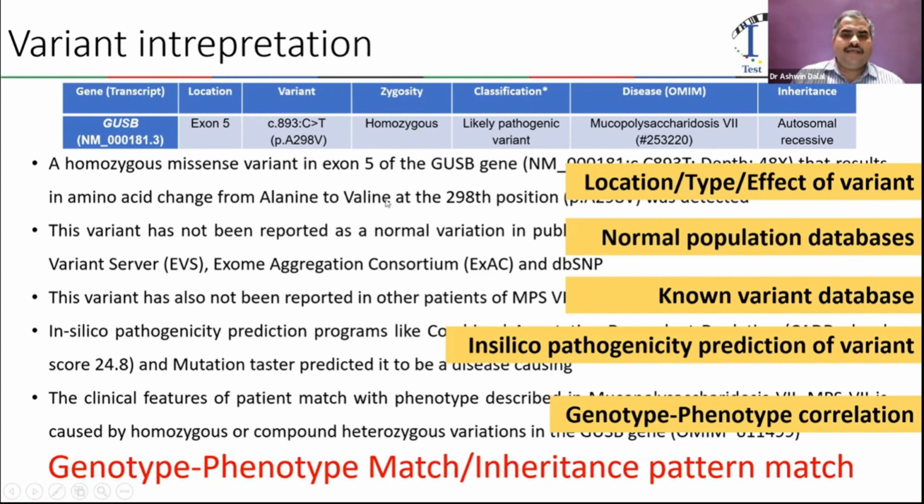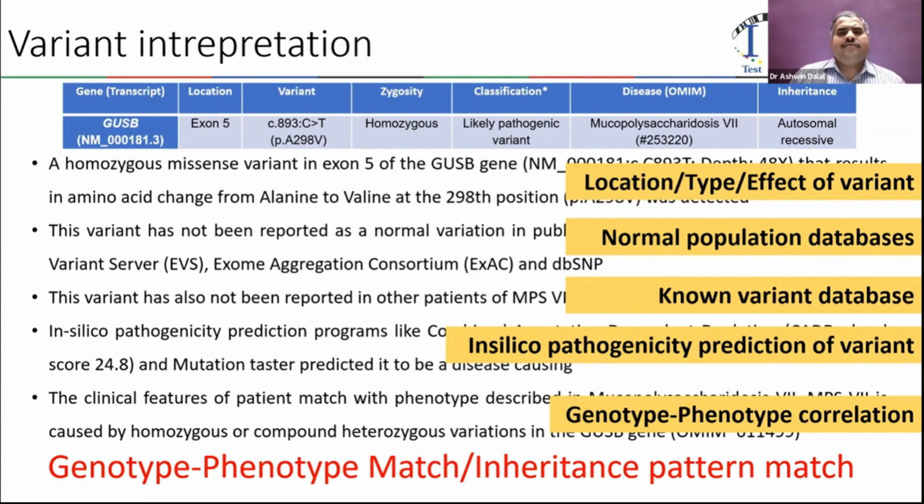Now, the reason we are not calling this variant pathogenic is that it has not been reported earlier in patients with mucopolysaccharidosis. If it was reported earlier, then we would have classified it as pathogenic. But now, since it is a novel variant, but it has all the characteristics of a disease-causing variant, we are classifying it as a likely pathogenic variant.